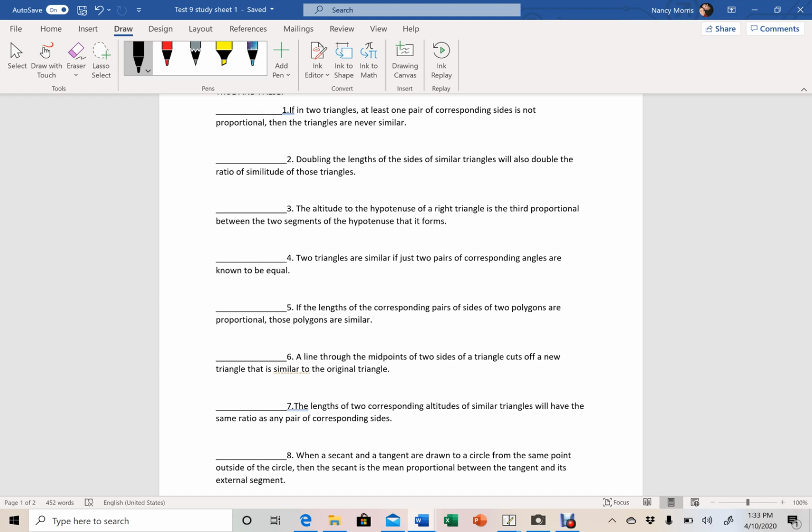Number 4, two triangles are similar if just two pairs of corresponding angles are known to be equal.